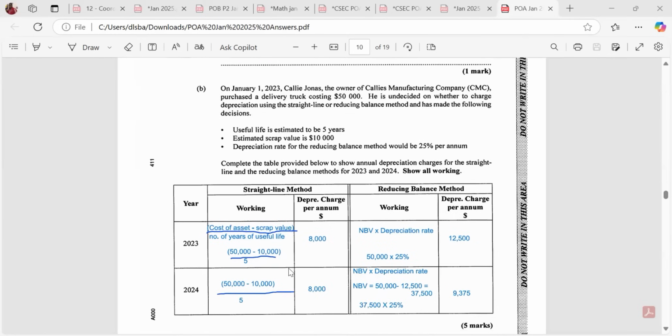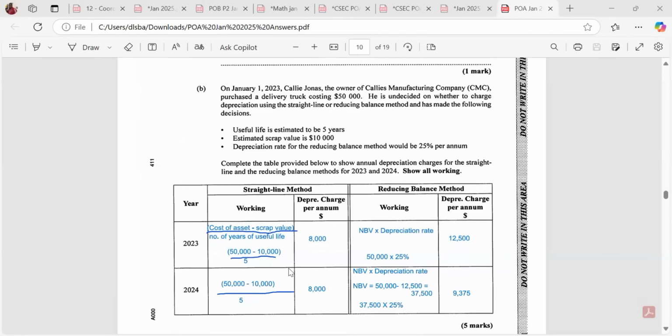B, on January the 1st, 2023, Carly Jonas, the owner of Carly's Manufacturing Company, purchased a delivery truck costing $50,000. He is undecided on whether to charge depreciation using a straight line or reducing balance method, and has made the following decisions. Useful life is estimated to be 5 years. Estimated scrap value is 10,000. Depreciation rate for the reducing balance method will be 25%. They asked us to calculate depreciation for the 2 years using the straight line method on one side and the reducing balance method on the next side, right?